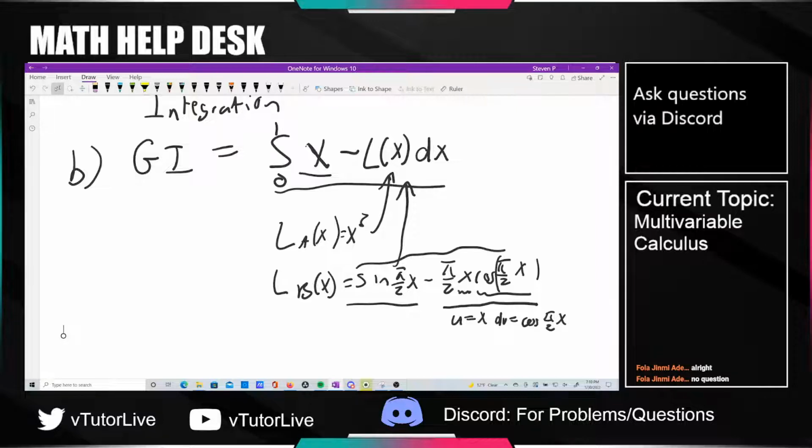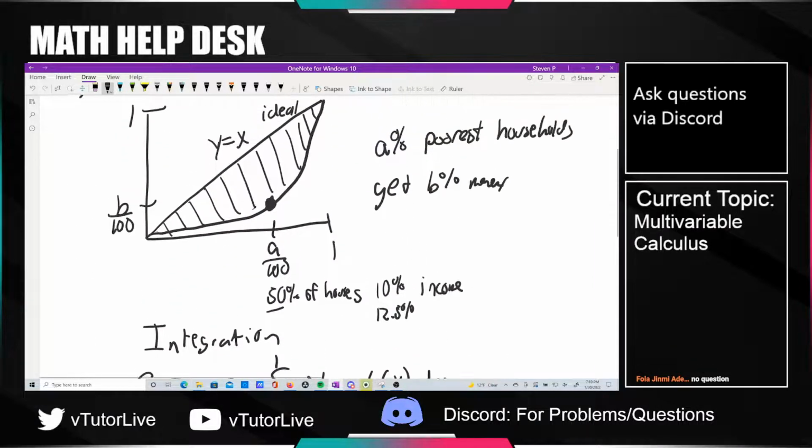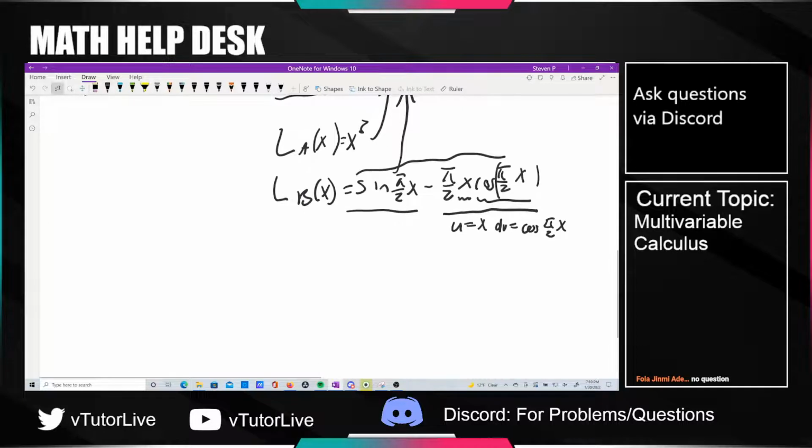Basically just take your results from the integral and see which one has the higher value, the higher area. And that's your measure of income inequality. Okay, so far so good.